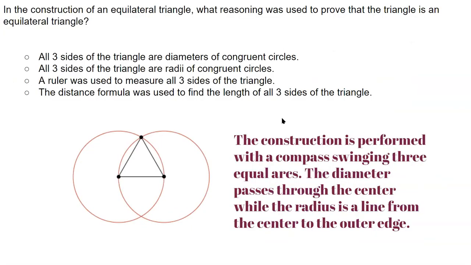In the construction of an equilateral triangle, what reasoning was used to prove that the triangle is an equilateral triangle? Could it be that all three sides of the triangle are diameters of a congruent circle? Or could it be that all three sides of the triangle are radii of congruent circles? A ruler was used to measure all three sides of the triangle. The distance formula was used to find the length of all three sides of the triangle.